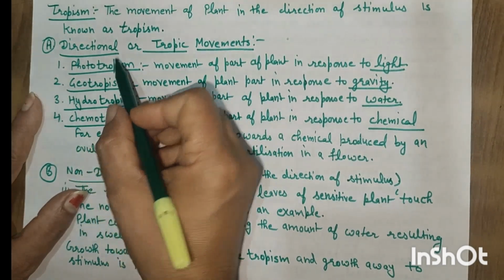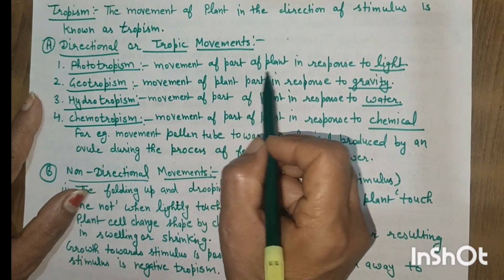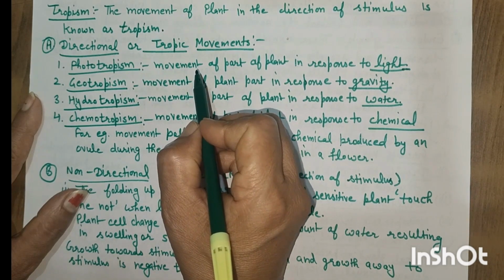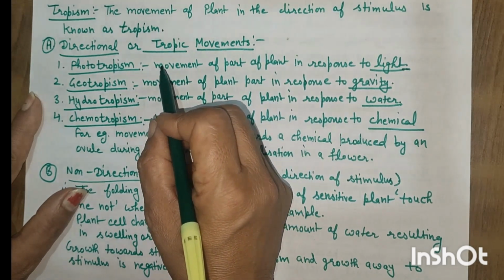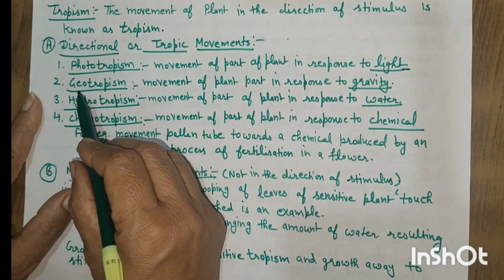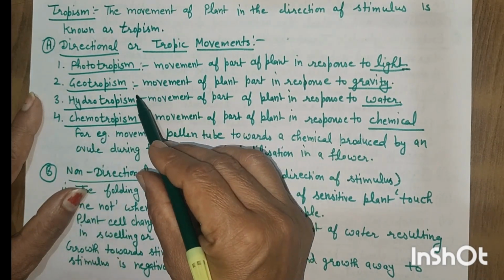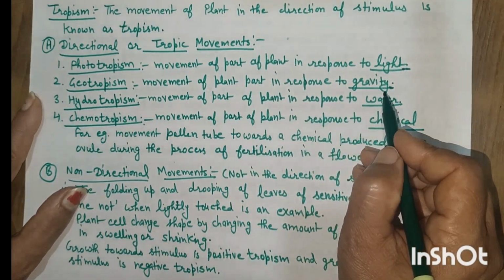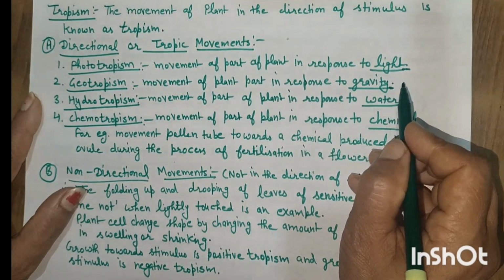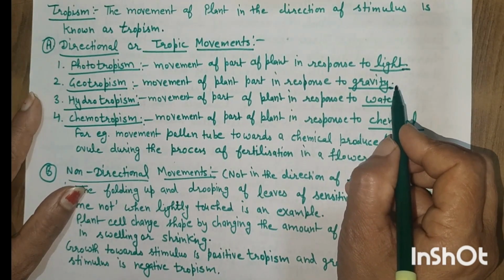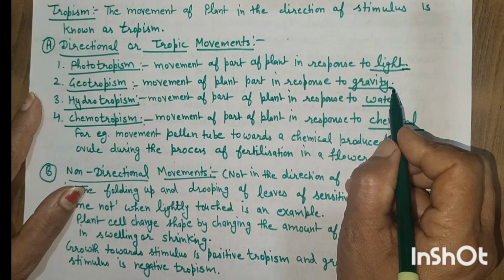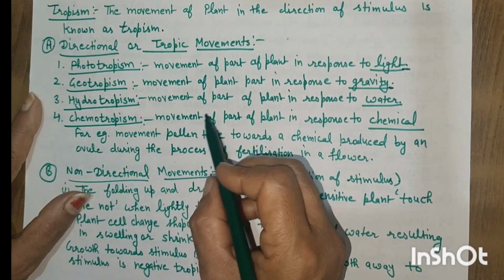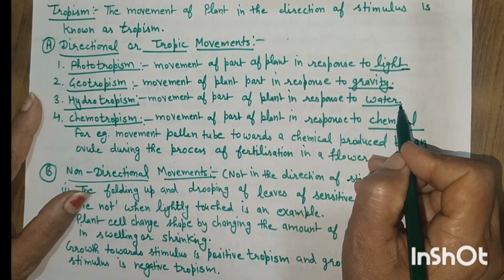First is phototropism. Photo means light. Phototropism is the movement of the part of a plant in response to light. The stem always grows upward towards the sun, towards the light. Second is geotropism. Geo means gravity. Geotropism is the movement of the plant part in response to gravity. As you know, roots always grow downward. Even if we fold the plant, the stem rises upward and the roots grow downward towards gravity. Third is hydrotropism, the movement of the part of the plant in response to water.